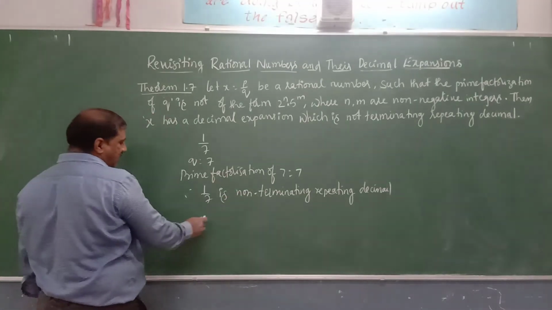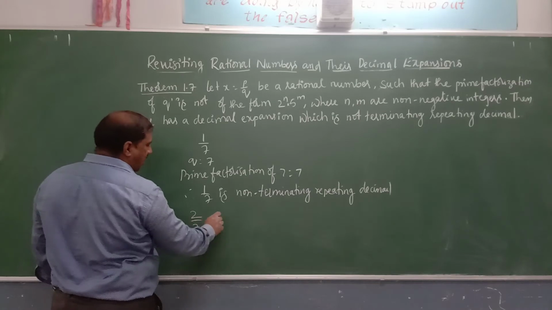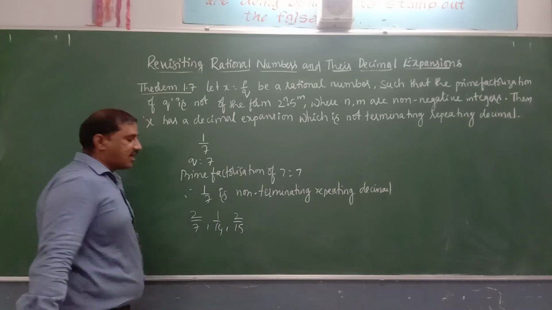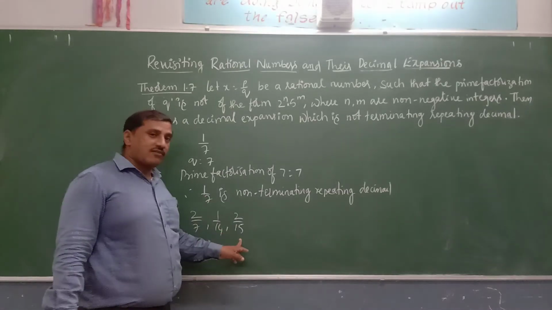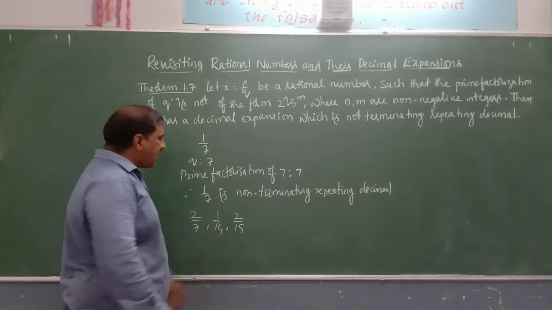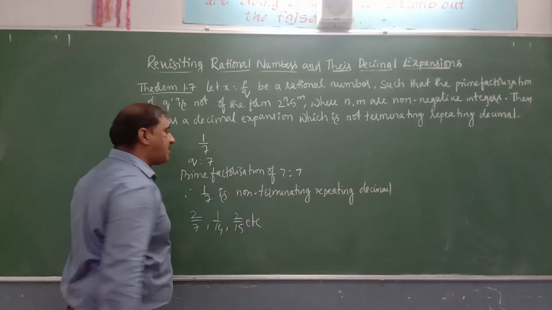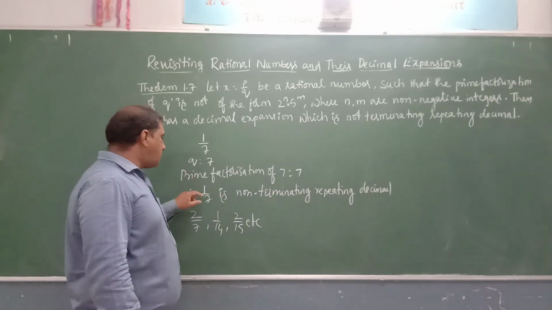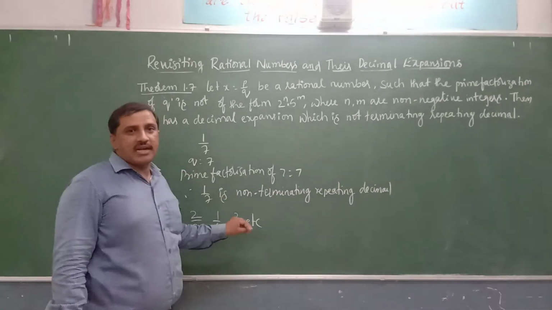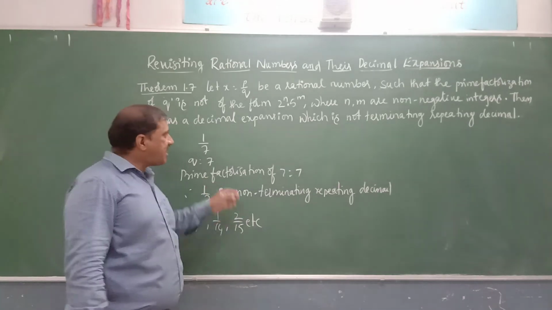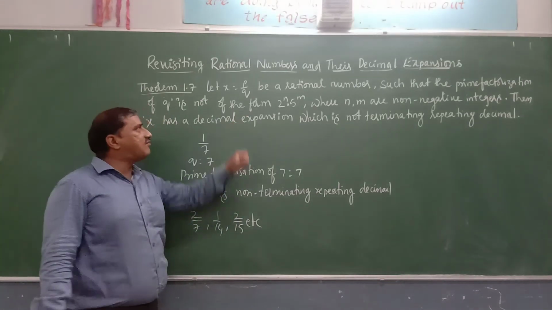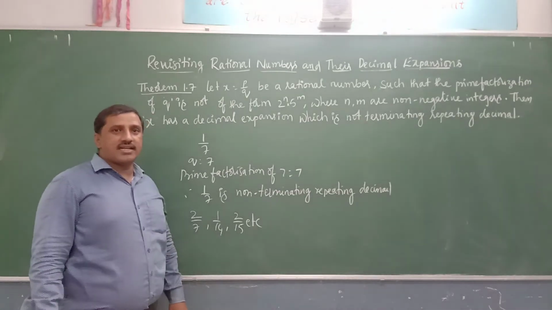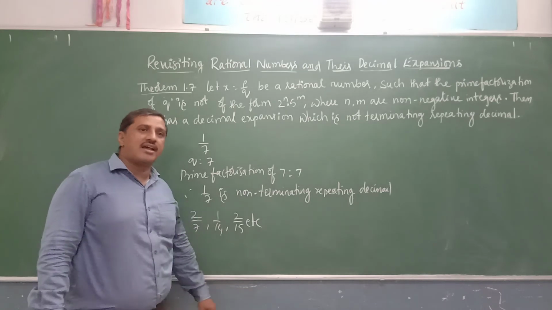Not only like this, we can take examples like 2 by 7, 1 by 14, or 2 by 15. Like this, we can write so many examples whose decimal expansion is non-terminating repeating decimal. If the prime factorization of q, that is the denominator, is not in the form of 2 to the power of n into 5 to the power of m, then we can say that the decimal expansion is non-terminating repeating decimal.